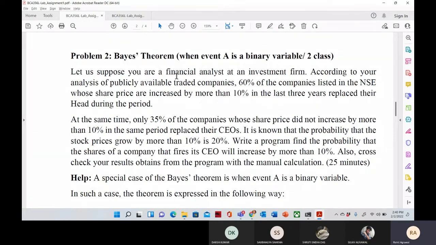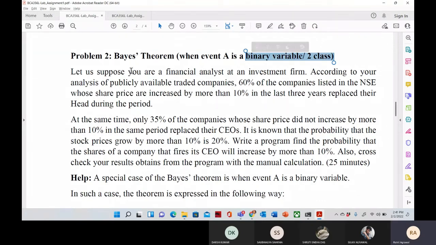So the first question is clear. Now the second question. Now we are having binary classification. Since we are having two assignments today, because in the last lab we had a holiday due to the 26th January. The second is based on two class classification, so the Bayesian theorem is extended to two class classification.